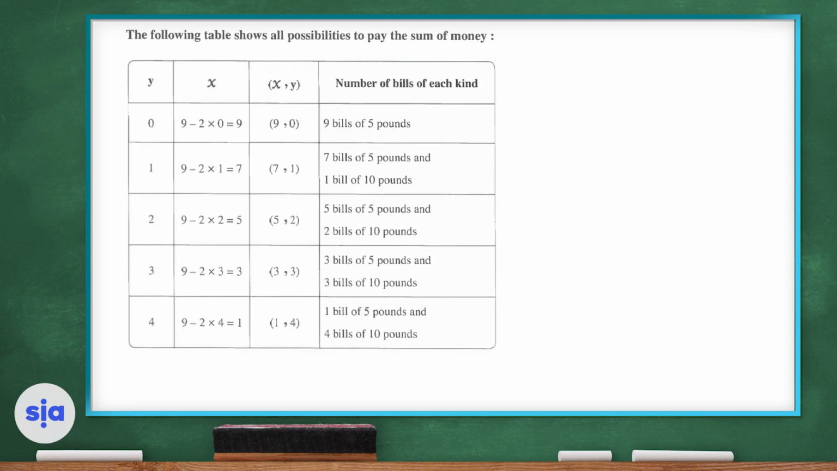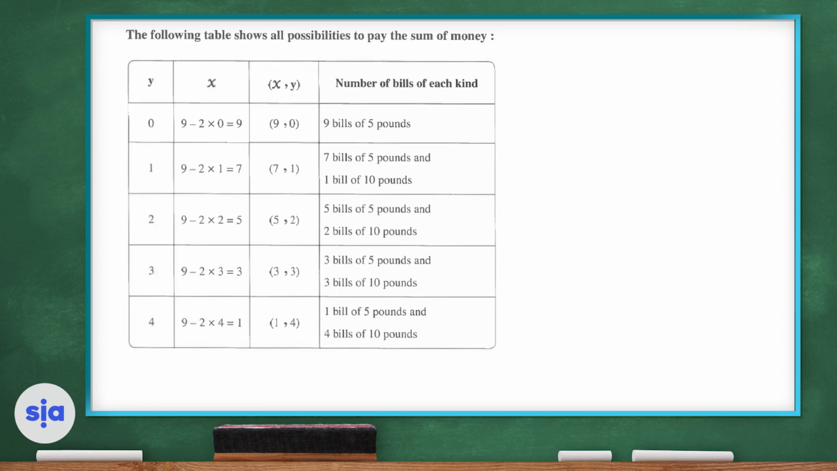We're going to form the table in order to find the possible number of bills of each kind. If we put y equals 0, then 9 minus 2 times 0 equals 9. So we're going to have 9 as an ordered pair. We're going to have 9 for x and 0 for y.